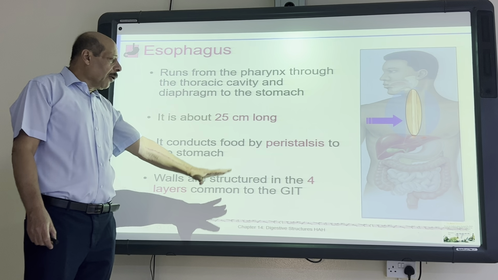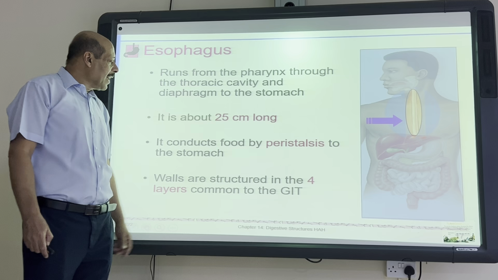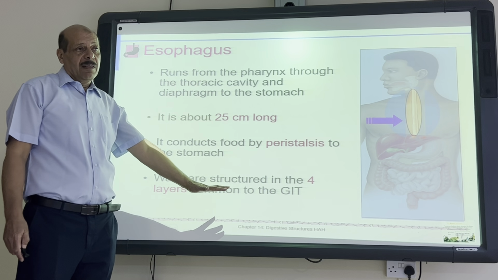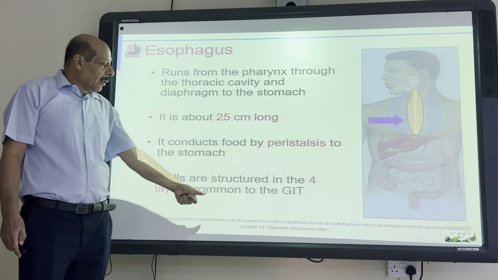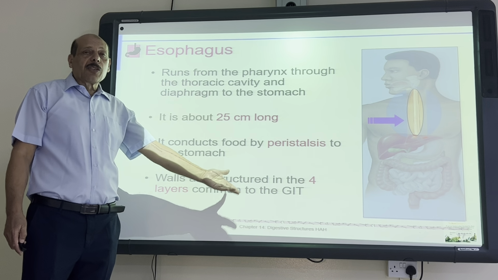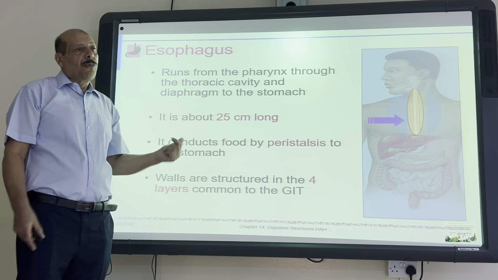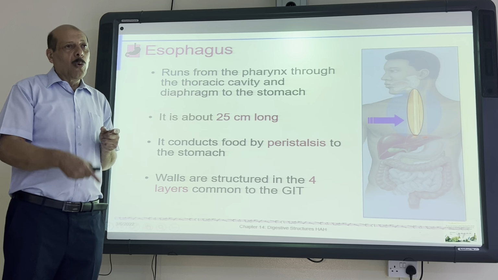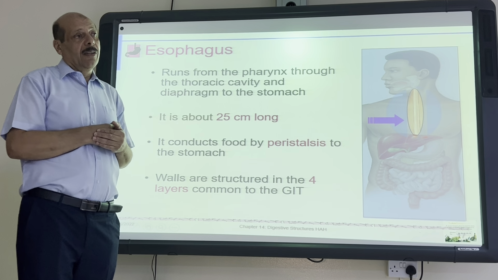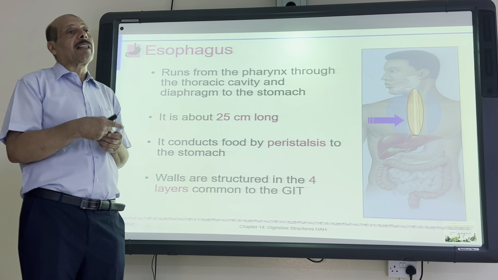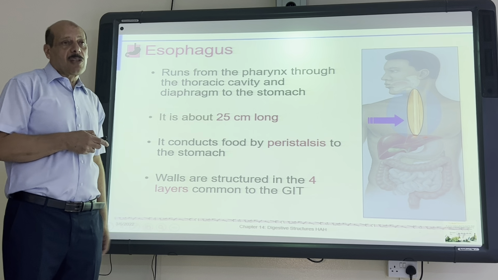The wall of the esophagus has 4 layers, which is common, as we said before in the previous session, for the whole gastrointestinal tract. The whole gastrointestinal tract consists of 4 layers, including the esophagus.